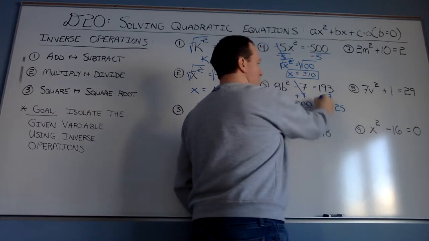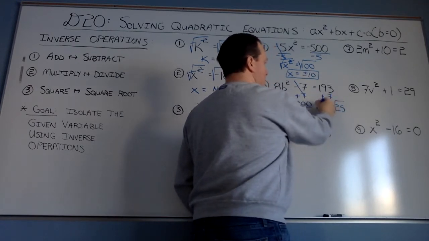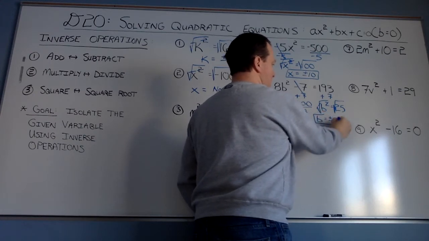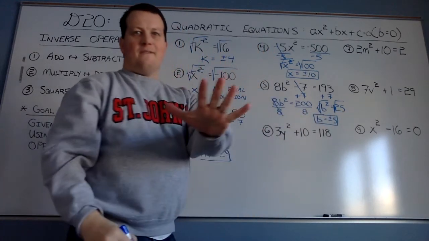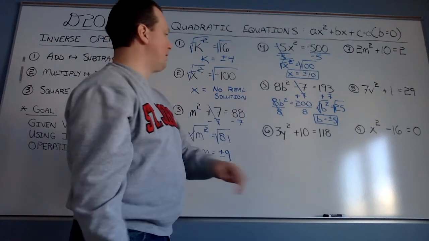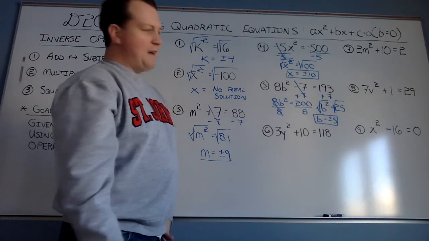And then to undo the square, I'll take the square root of both sides. And b will be positive and negative 5! Cinco, si, bueno. All right. 5 down, 4 to go.